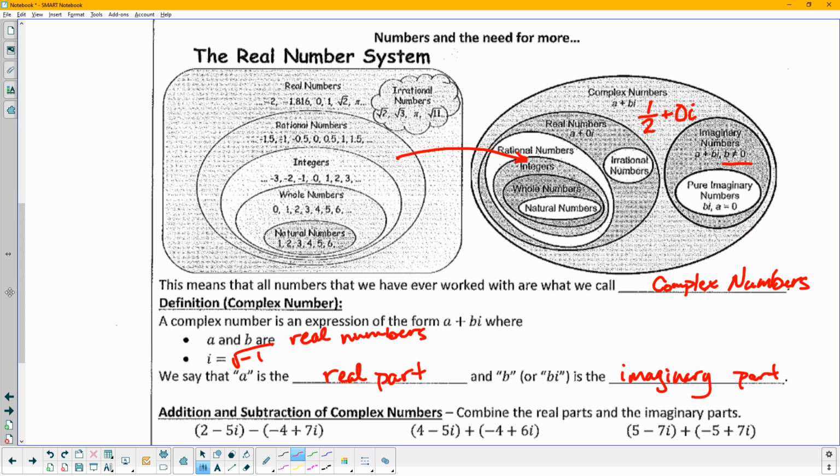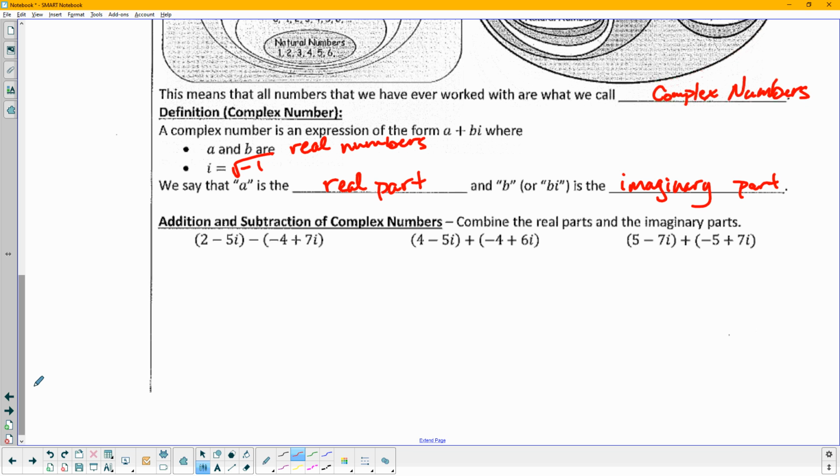And I guess not non-zero real, to be precise. So operations-wise, it's not overly difficult. It looks sort of complicated, but in the end, it's not really that bad. For adding and subtracting, we just combine the real parts and the imaginary parts.